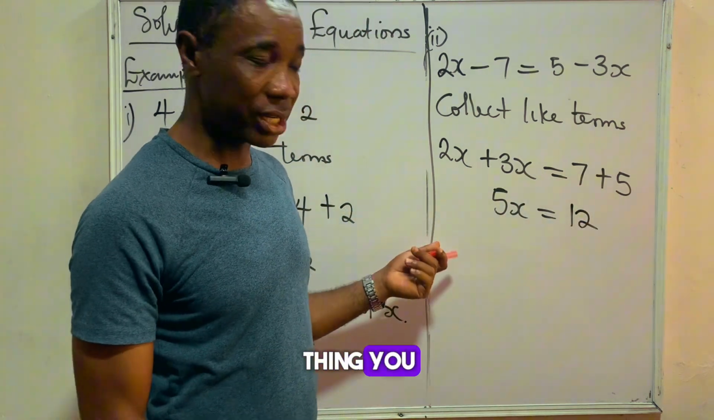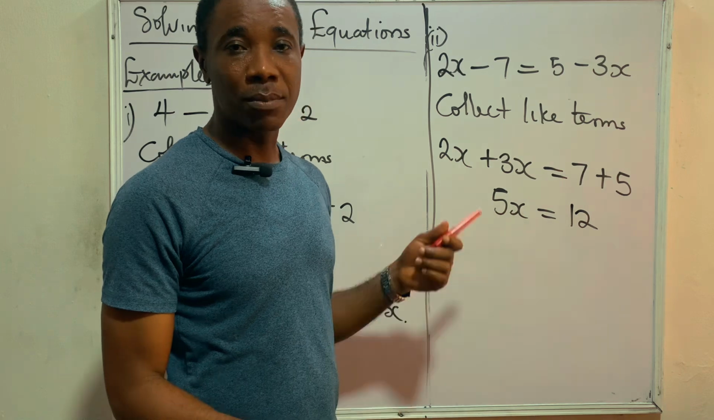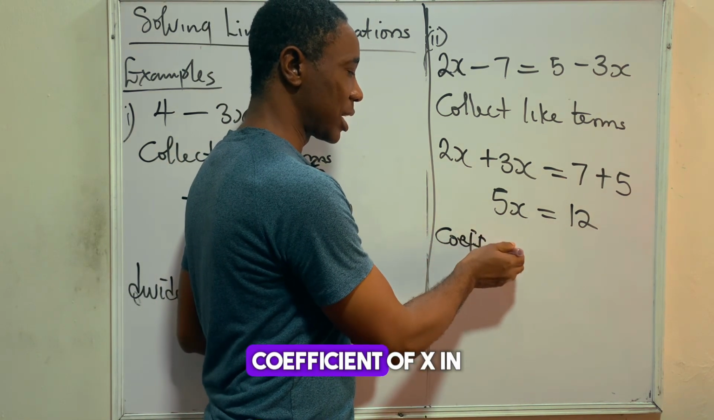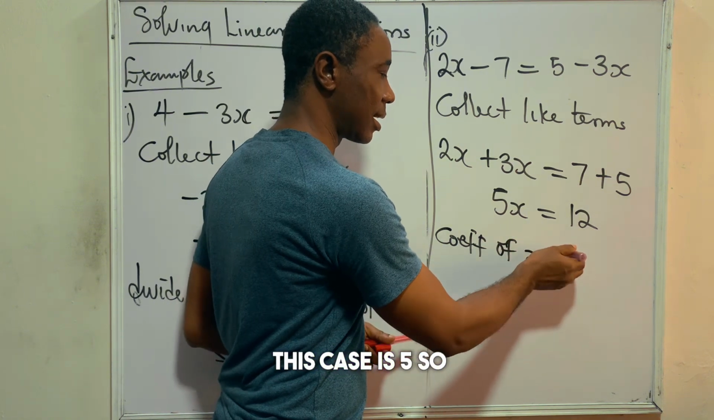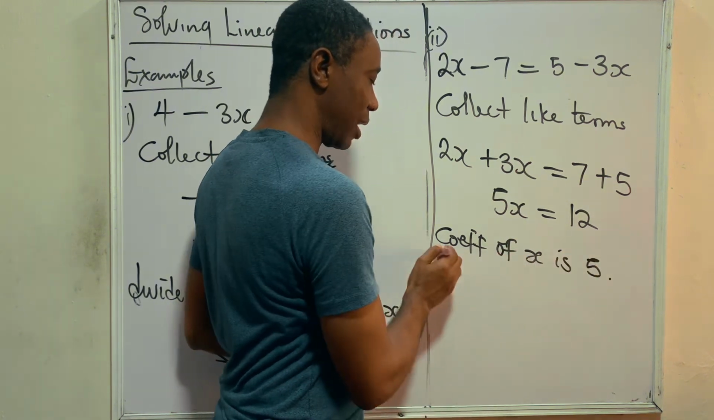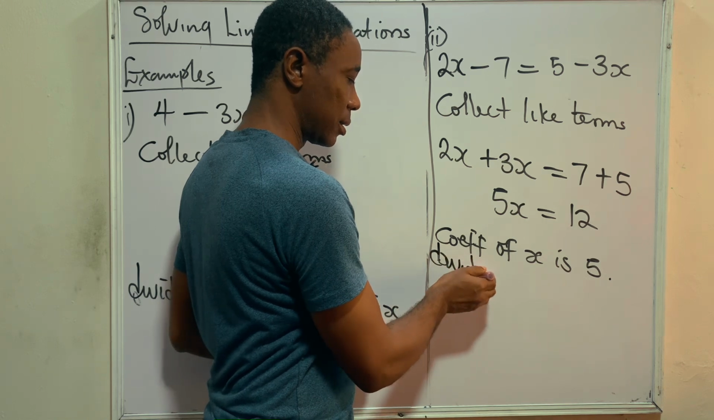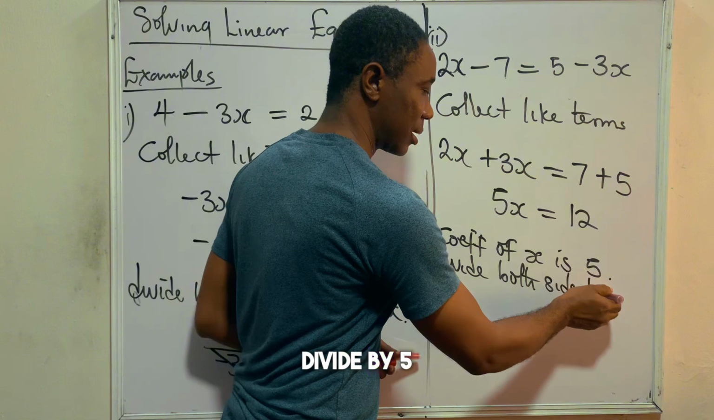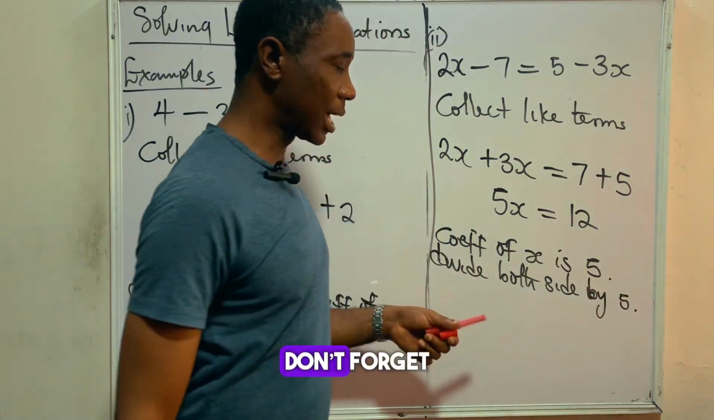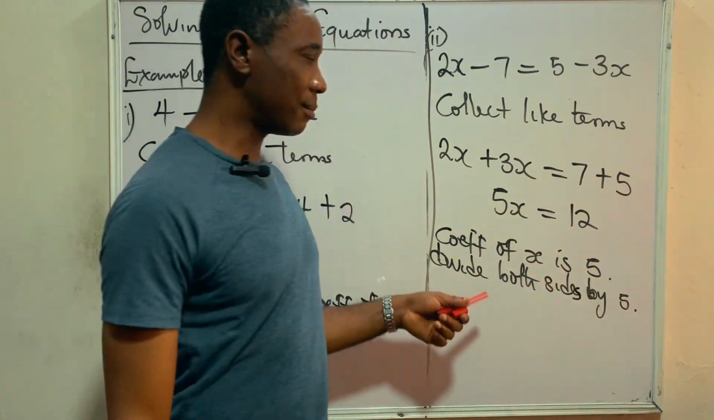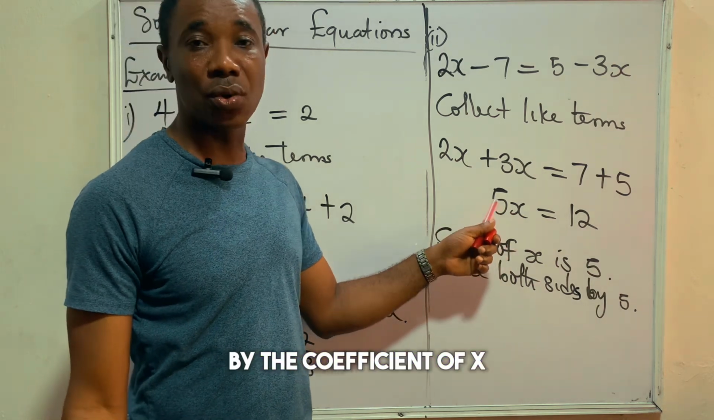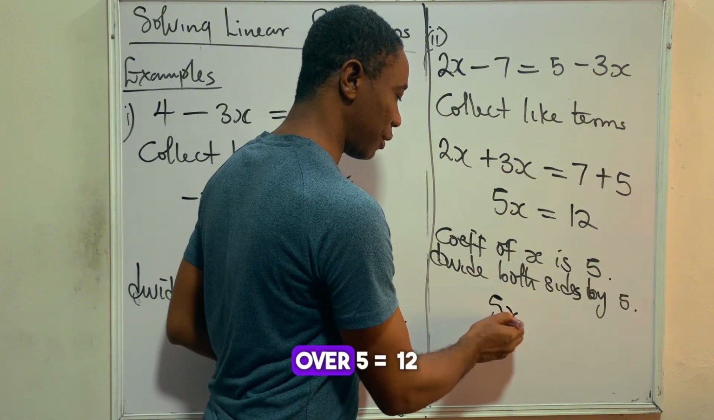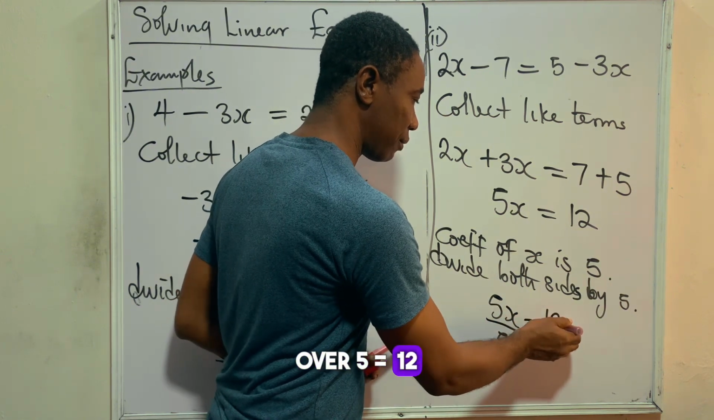So again, the next thing you want to do here is to divide both sides by the coefficient of x. The coefficient of x in this case is 5. So divide both sides by 5. Don't forget, the reason why you are dividing both sides by the coefficient of x is to remove everything attached to x. So that gives us 5x over 5 equals 12 over 5.